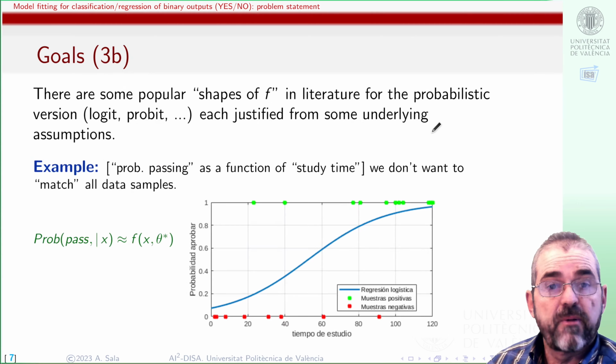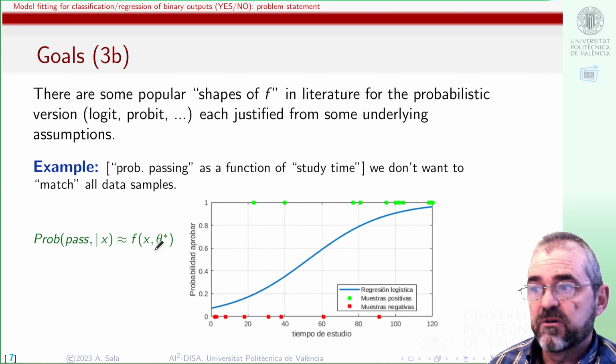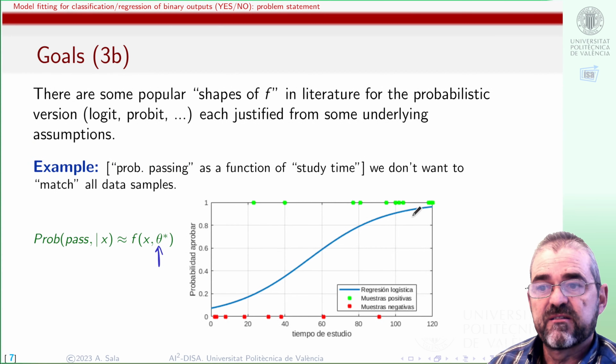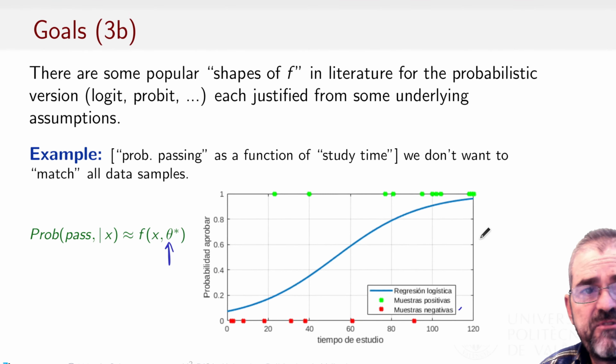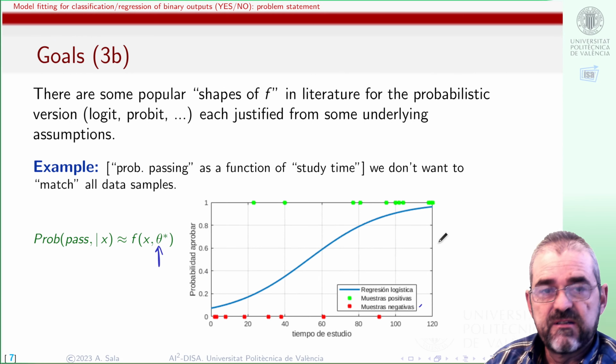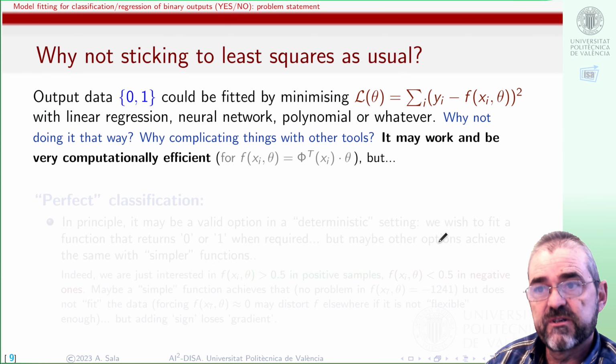We also had probabilistic interpretations, in the sense that maybe what we wish to learn are the parameters so that in this curve, for instance, we approximate the probability of passing a given exam as a function of the hours of home study that somebody enrolled in the course devotes to it. But in regression, we usually start with least squares. So this is the question: why not stick to just least squares?